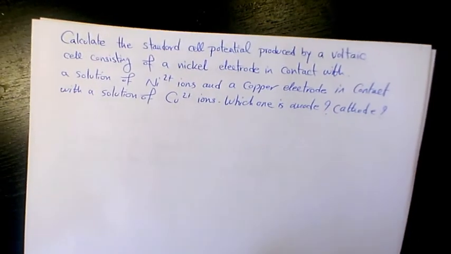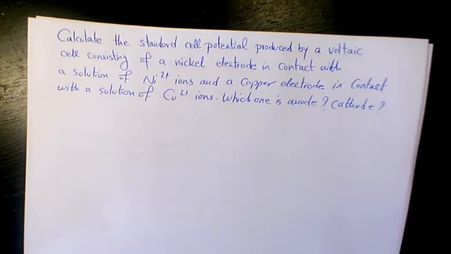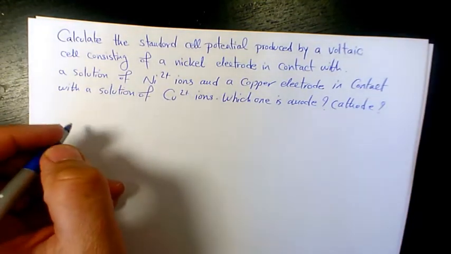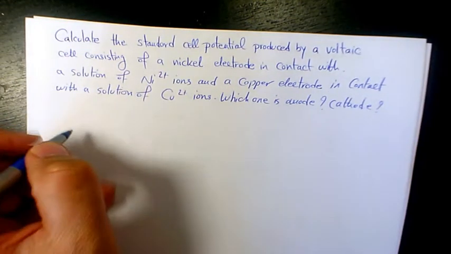Calculate the standard cell potential produced by a voltaic cell consisting of a nickel electrode in contact with a solution of ionic nickel and a copper electrode in contact with a solution of copper ions. Which one is the anode, which one is the cathode, and obviously we need to find out the cell potential. So let's write down the half reactions.